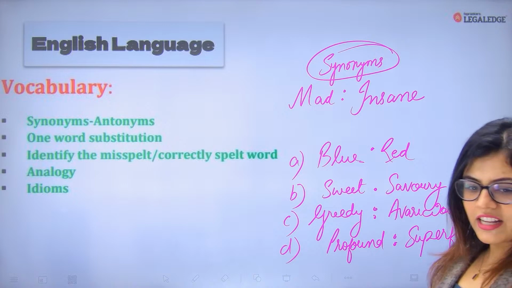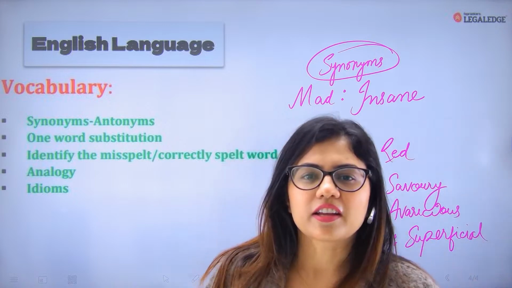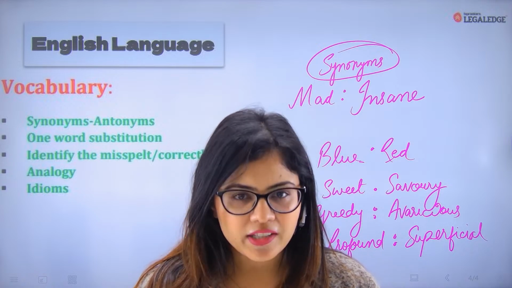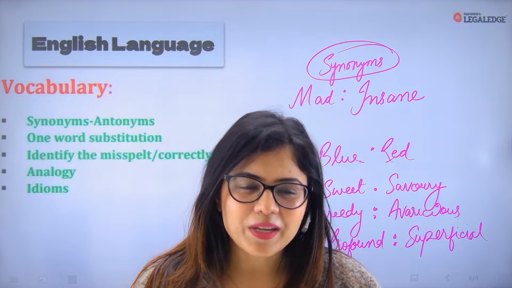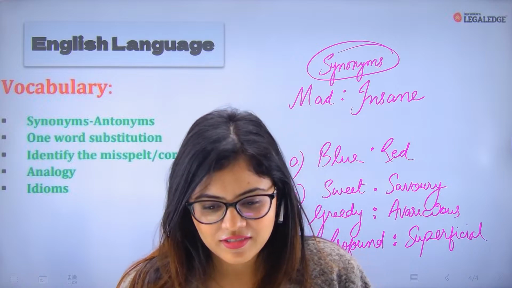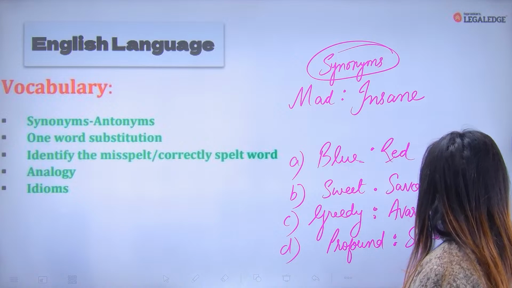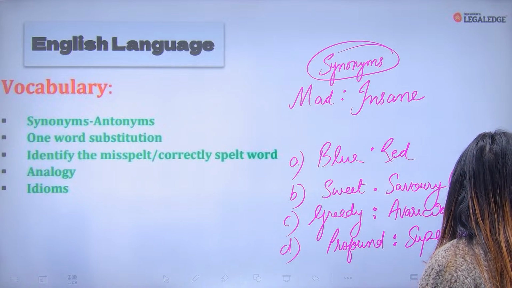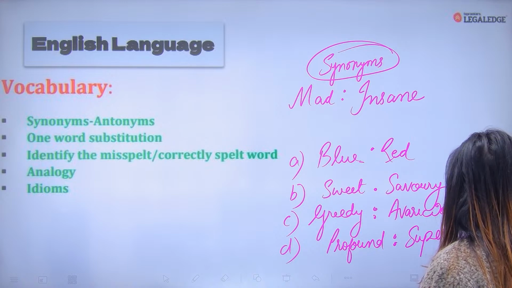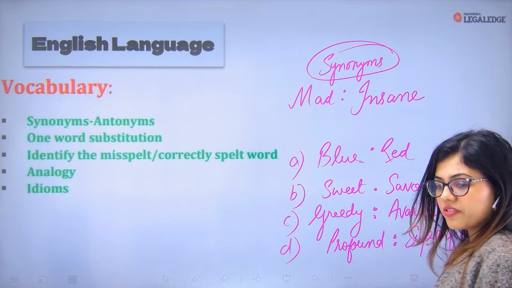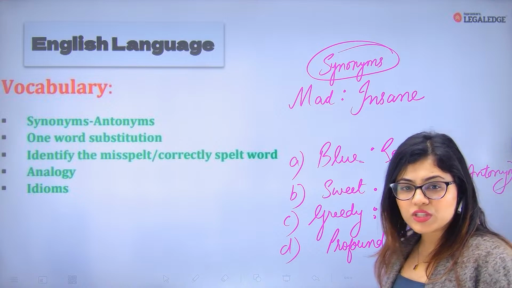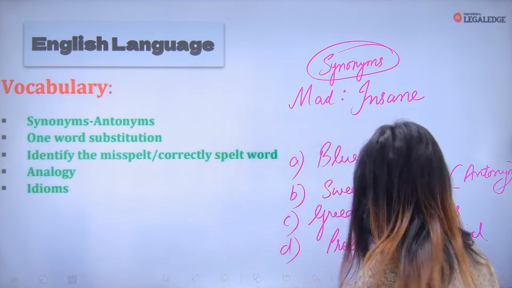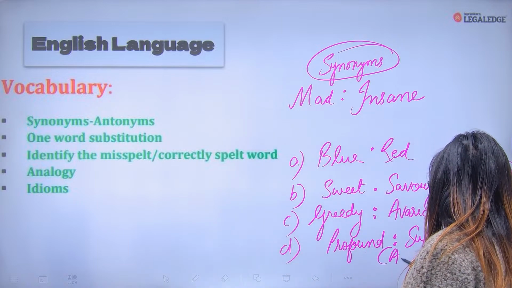By the way, sweet and savory, these are opposites, not a pair of synonyms. Something which is sweet is obviously sweet and savory is namkeen. So these are a pair of antonyms, not synonyms. Similarly, profound and superficial. Profound means something which is very deep, and superficial is surface level. Again, a pair of antonyms.